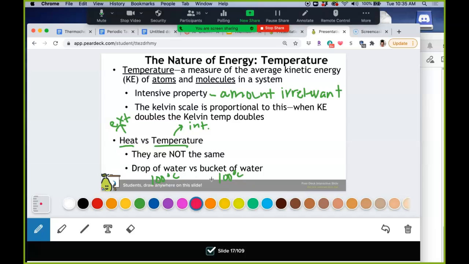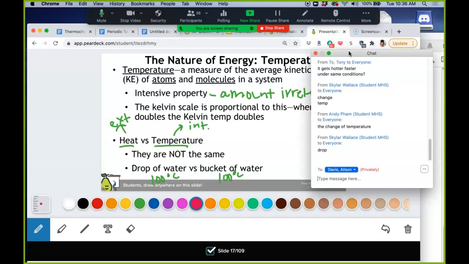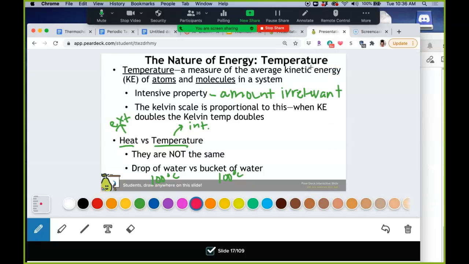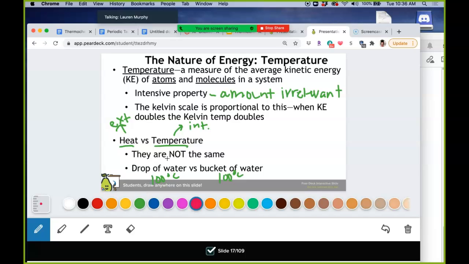So water boils at 100, right? So they're both boiling water. Which one would you rather have dumped on your head? It should be the drop, but the question is why? Well, because the drop of water contains less heat because there's less of it. Extensive. The bucket of water contains more heat. Why? Because there's more of it. They're both at the same temperature, but the bucket of water has way more heat because you have more of it. So while temperature is an intensive property, how much stuff you have matters for heat.